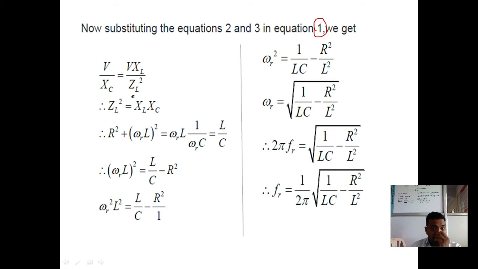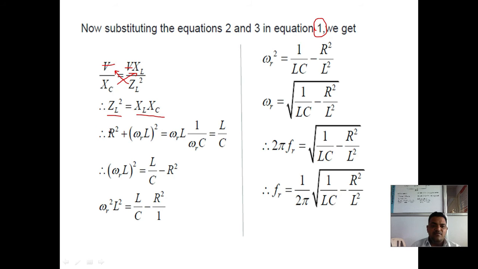So for this case, this V and this V get cancelled out. Once we cancel V and V, only the term XL upon ZL square remains. Then ZL into ZL square, that is ZL square, is equal to XL into XC, where ZL moves in this direction and XC comes here. So ZL square is equal to XL into XC.